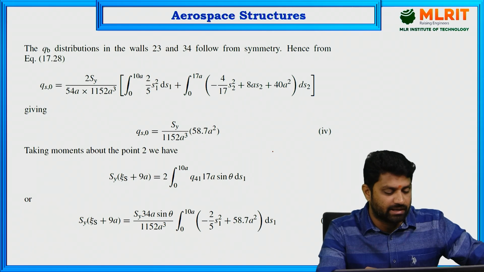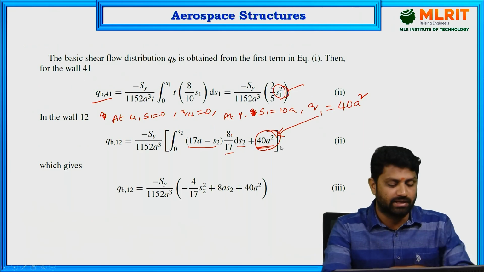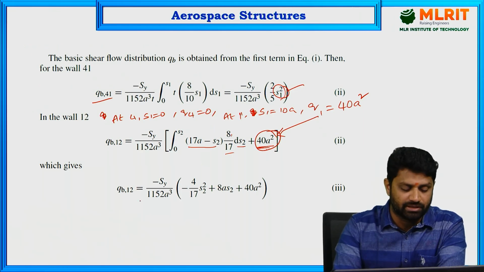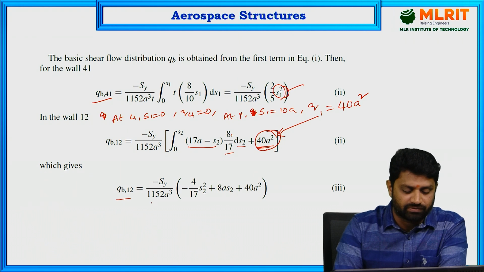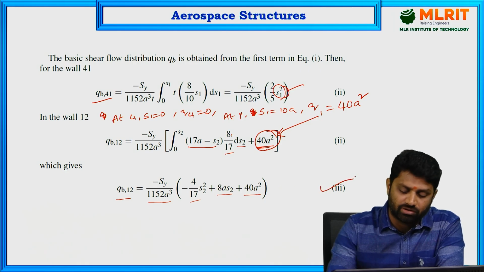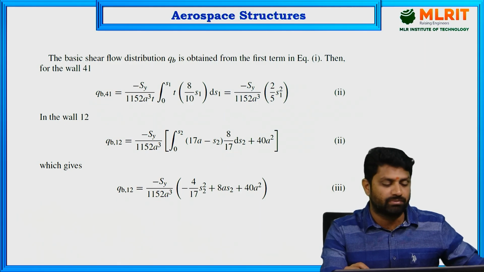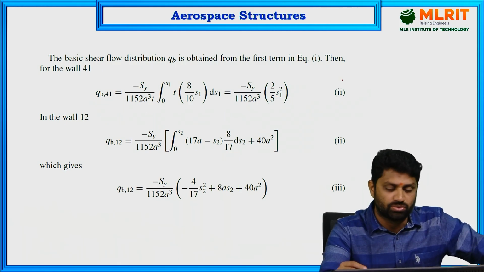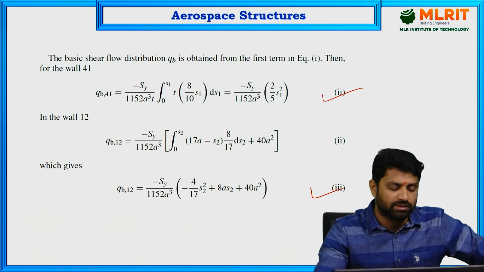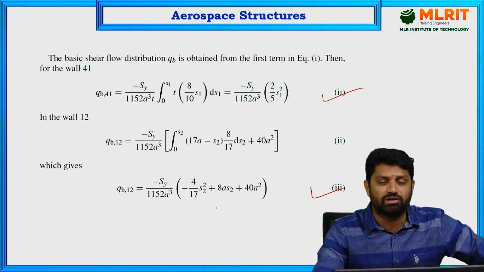So we are adding here, and once you add here, after integration you are going to get QB12 equals to minus Sy divided by 1152a cube into minus 4 by 17 s2 square plus 8a s2 plus 40a square. So this is the second equation we got, from QB12. One equation, the distribution we got from equation number 2, that is QB41. The other equation we got is QB12, that is the distribution. But we should not forget our aim, to calculate the shear center.